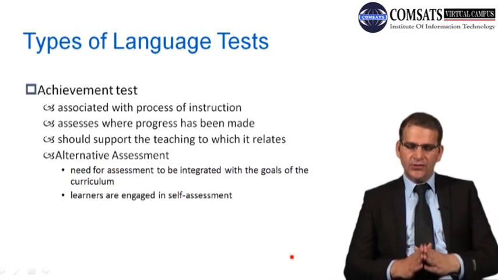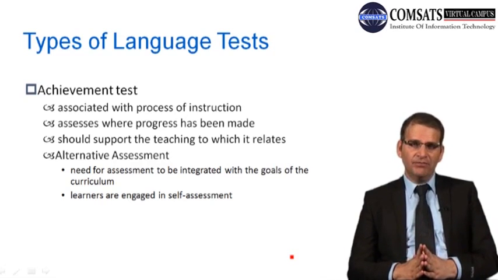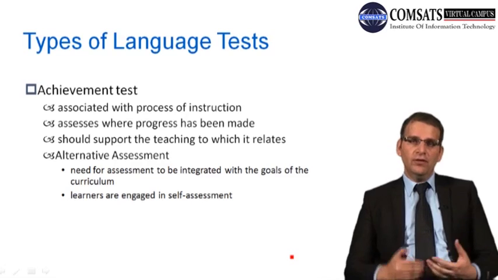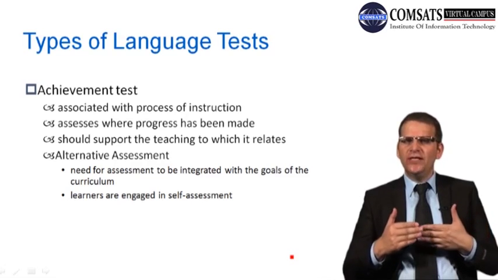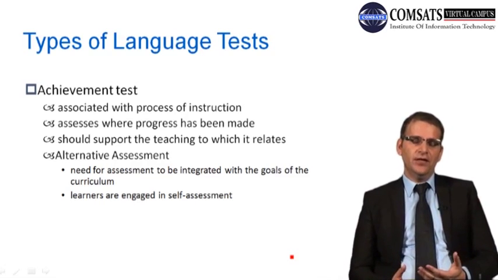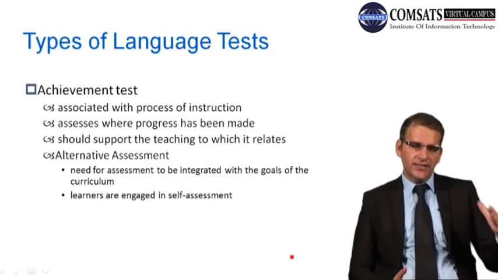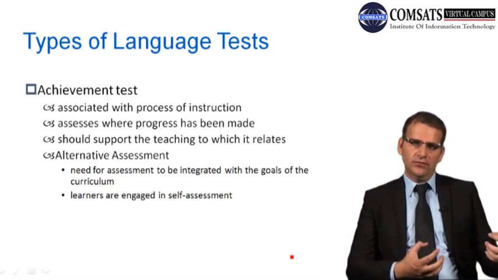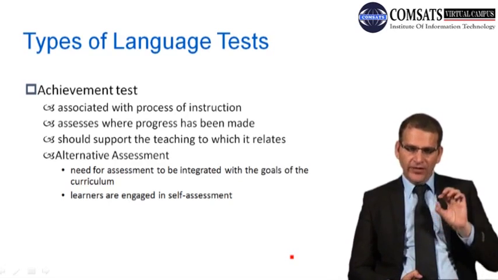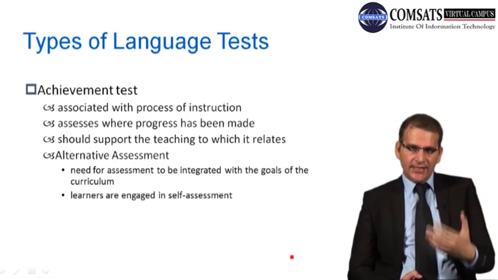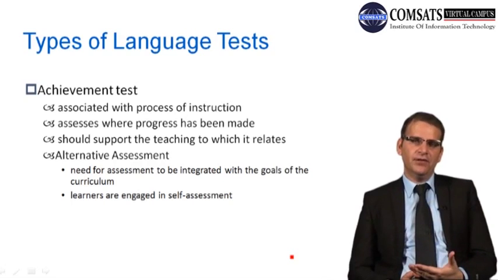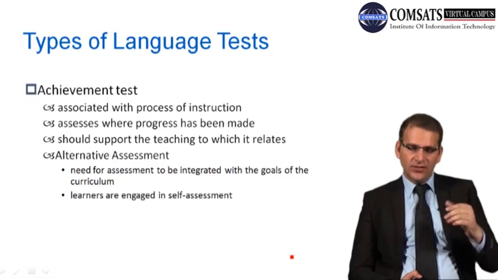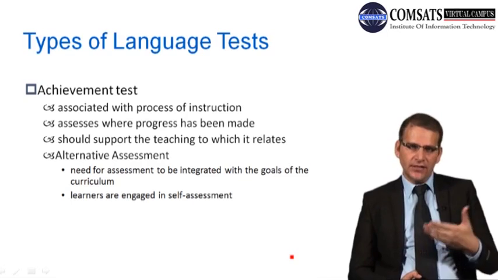Second, this achievement test assesses where progress has been made. For example, you have been using integration of skills. Maybe in the achievement test you will see that your students have improved in speaking skills and in listening skills. However, they could not do well in writing skills or reading skills. So this achievement test assesses in which area progress has been made, either semantics or syntax. This is what the test assesses.